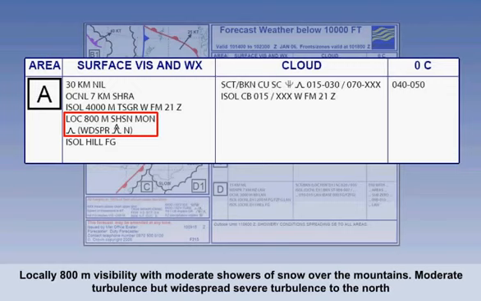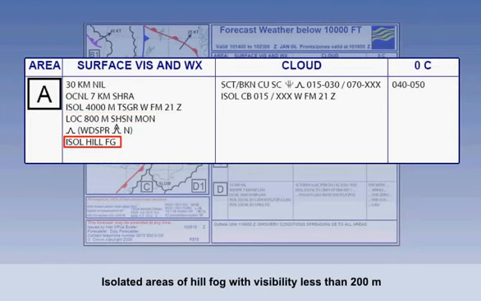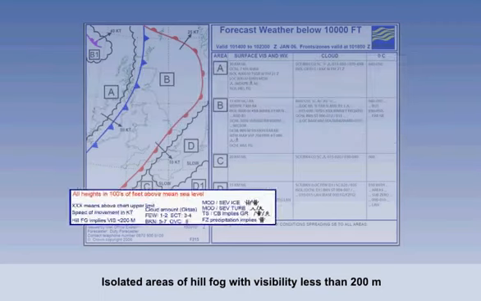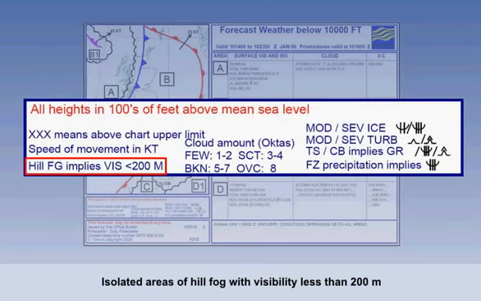Locally, around the mountains, visibility will be down to 800 meters with moderate snow showers. There will generally be moderate turbulence, but widespread severe turbulence to the north. Lastly, in isolated areas, expect hill fog. Hill fog implies a visibility of less than 200 meters, as shown by the information in the legend.